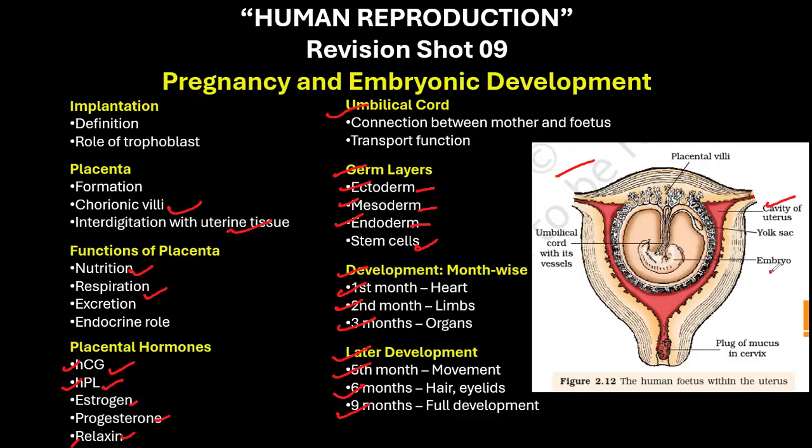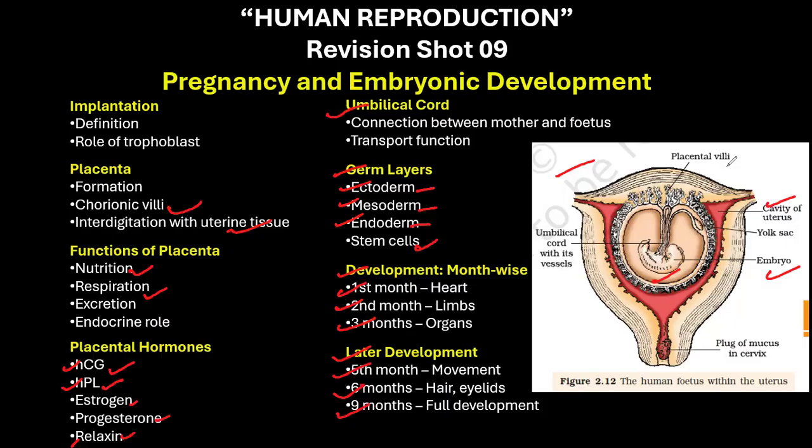Number two, when we talk about embryo or fetus, the developing baby inside the uterus is called the embryo, this one here. In the early stage, we call it embryo, but in the later stage, we call it fetus. It is attached to the placenta and receives nourishment from the mother.